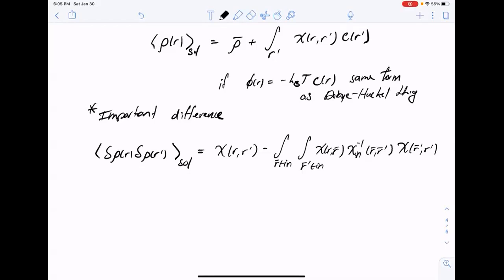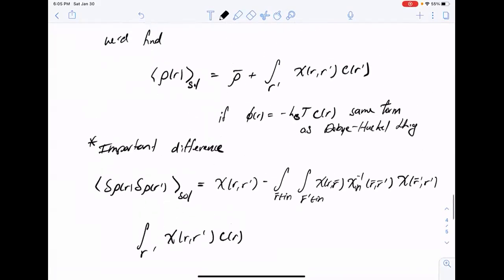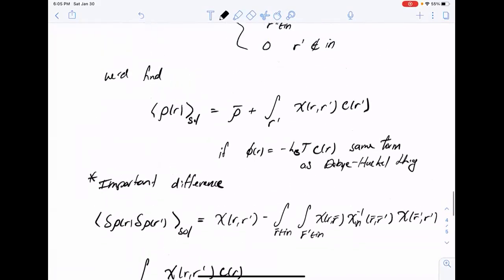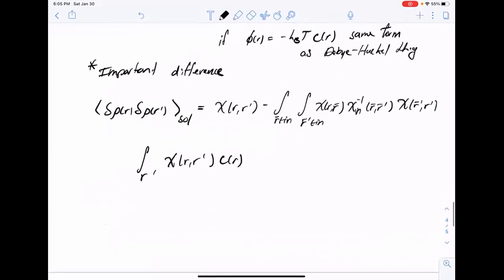In fact, the condition we've imposed on the density looks like that we've enforced that if we integrate chi over r prime, weighted by this C of R function, which again, C of R has this chi inverse in it, we've constrained that integral essentially to be minus the density for all R in the N region.